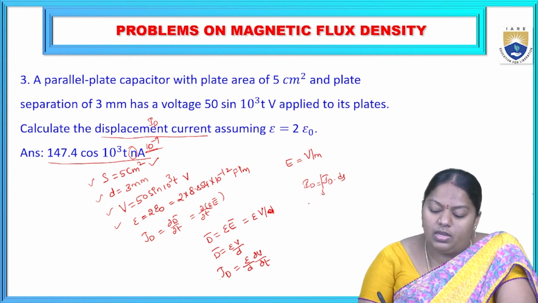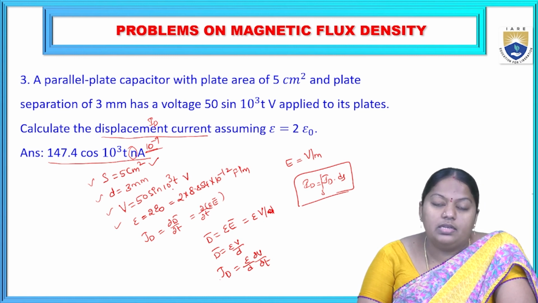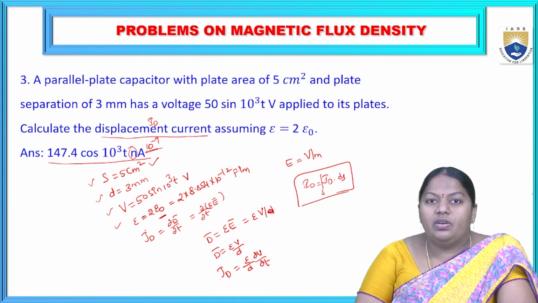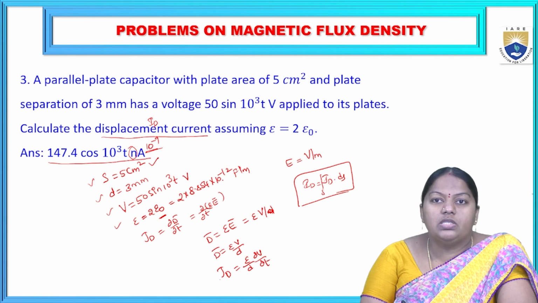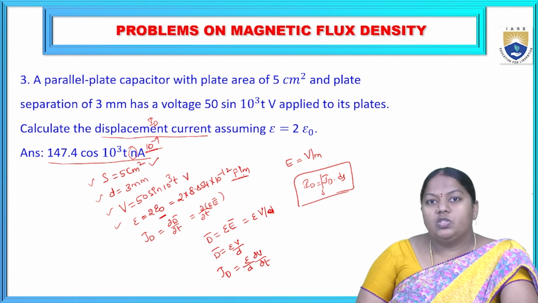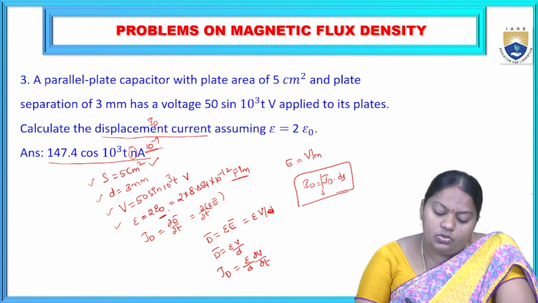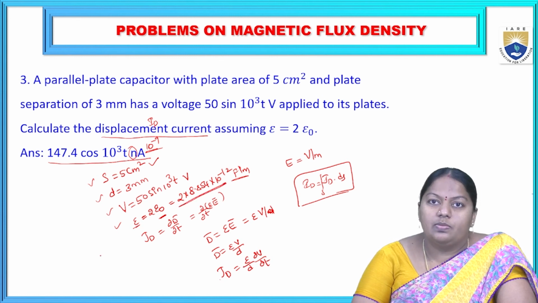This is the general formula. So in order to evaluate this ID, we are using all the given data as V equal to 50 sine 10 cube t and epsilon equal to 2 epsilon naught. As we know, epsilon naught is the free space permittivity, so the value is given as 2 into 8.854 into 10 power minus 12. Generally this permittivity value is measured in farad per meter, and epsilon equal to 2 epsilon naught is the approximate value of this epsilon.